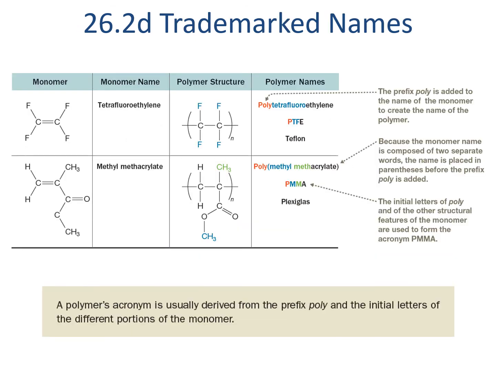In most cases, the name would be formed from the name of the monomer with the prefix poly. For example, polyethylene, polyvinyl chloride, etc. Some polymers are better known outside of industry by trademark names like Teflon for polytetrafluoroethylene, PTFE, and Plexiglas for polymethyl methacrylate, or PMMA.